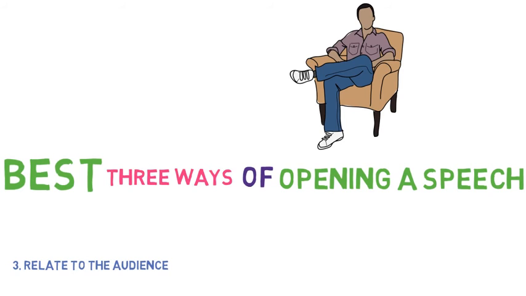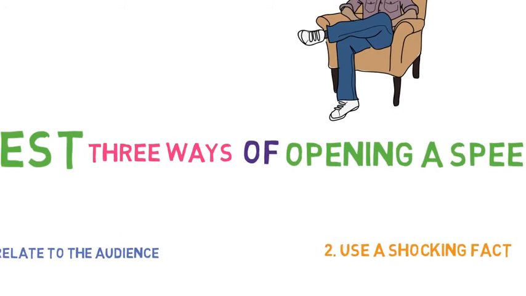The third best way is to use the experiences or the feelings of the audience to relate to them. Basically, you're trying to relate to the audience, and that is how you get their attention, right? The second way is to use a fact. Now this works because it alarms the audience. Use a fact that shocks them. So that's how you get them alarmed, and that is what gets them paying attention.